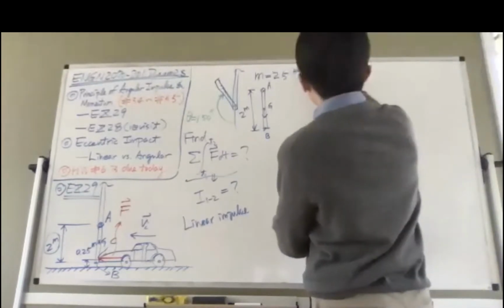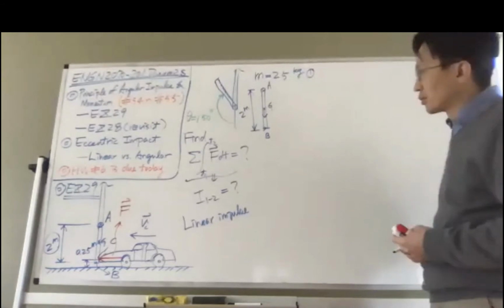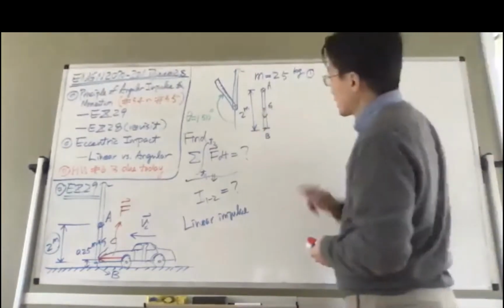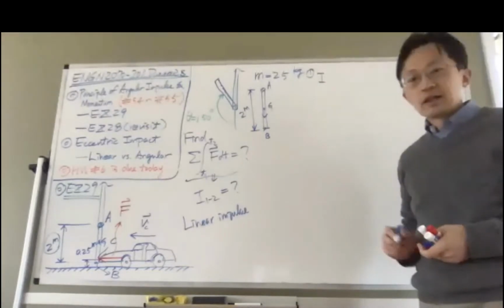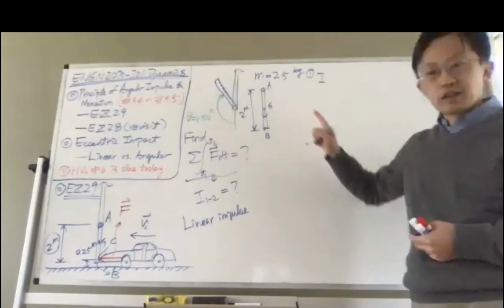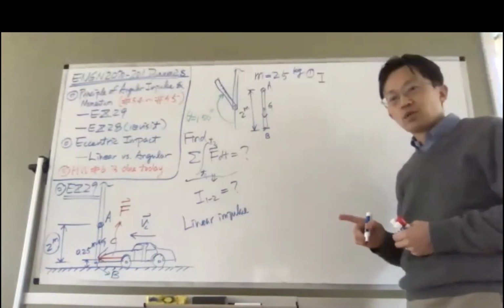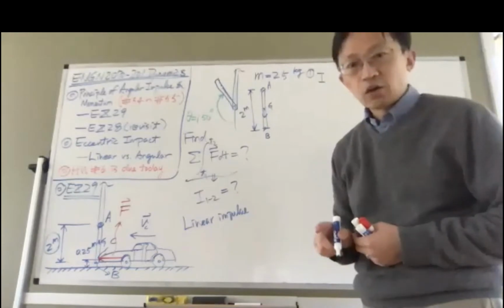Now, the first thing we want to do is, of course, always to determine the required properties. We want to know what's the mass moment of inertia. So the first thing is to find out the mass moment of inertia. Now, remember, you do not want to use the mass moment of inertia at the center of gravity. You want to use the mass moment of inertia at where? At the center of rotation.